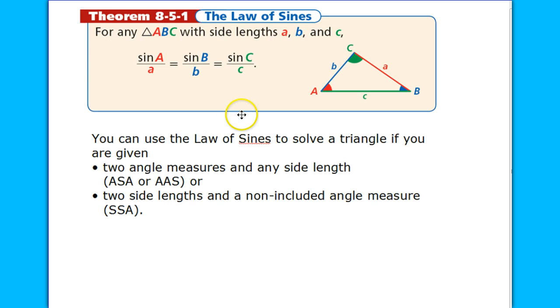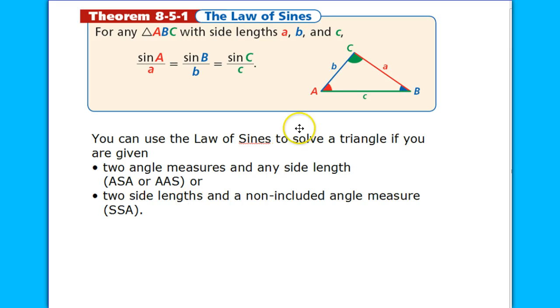This is the law of sines. For any triangle ABC, doesn't have to be a right triangle, that has side lengths A, B, and C, sine of A over A equals the same ratio as the sine of B over B, which is also equal to the sine of C over C. And we can use the law of sines to solve a triangle as long as we're given two angle measures and any side, so like ASA or AAS, right?